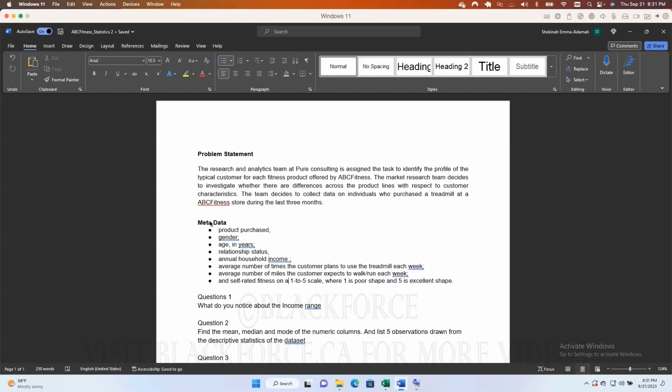Metadata is just data about the data, right? So information about the data, whether about variables, the data types, and whatever else. It has a couple of fields: the product, gender of the customer, age in years, relationship status, annual household income. A couple of things. Let's look at it in the actual file.